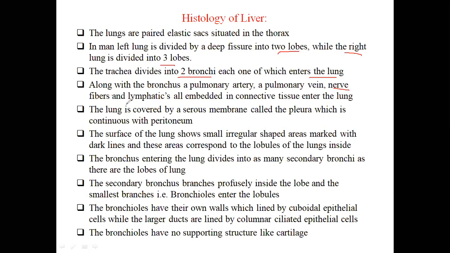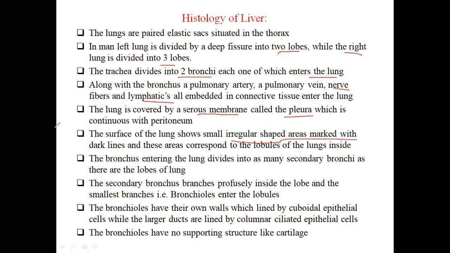Okay, and there must be some lymphatics. What is the function of lymphatics? They carry WBCs for protection purposes in the connective tissue entering the lung. So the lung is covered by a serous membrane called the pleura. One thing you have to remember: our lung has a serous membrane covering, called the pleura. All over the lung there will be a thin covering of connective tissue called pleural tissue, which is continuous with the peritoneum.